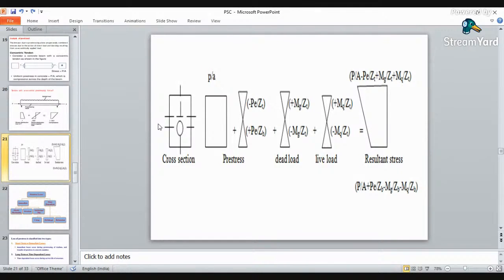So when you have an externally loaded beam or section with eccentric pre-stressing effect, you have to consider four stresses. First is the direct stress, second is because of the eccentric external pre-stressing force, third is because of the dead load, and the fourth stress is because of the live load. So the resultant stress will be the summation of all the stresses on the superior as well as on the inferior side. We will see one example of how to calculate these forces.